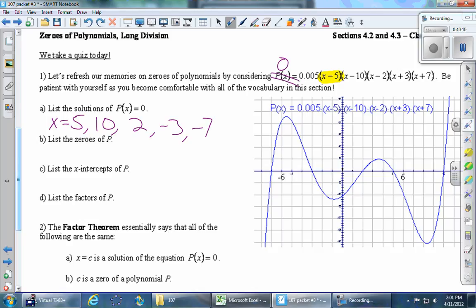And again, Michael had asked that question because we ignore something. What did we ignore? The 0.005. Is it ever equal to 0? No, so it doesn't give us any more solutions.